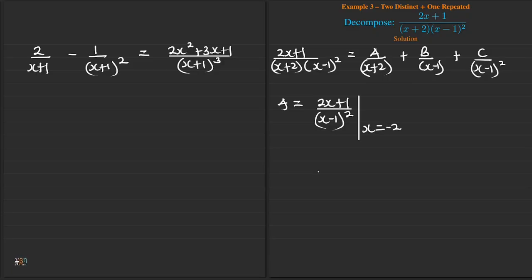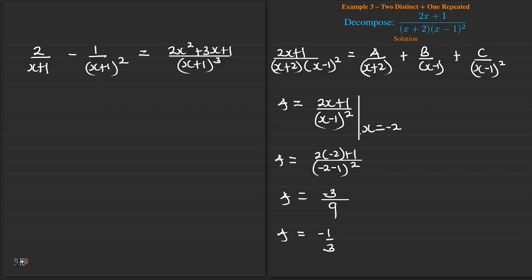So evaluating it, we have 2 into bracket negative 2 plus 1 all over (negative 2 minus 1) all squared. That is our A. And simplifying further, we have 2 times negative 2, which is negative 4. Negative 4 plus 1 gives us a negative 3. Then we have negative 2 minus 1, which gives us a negative 3. Negative 3 squared gives us a 9. Hence, our A is equal to negative 1 over 3.